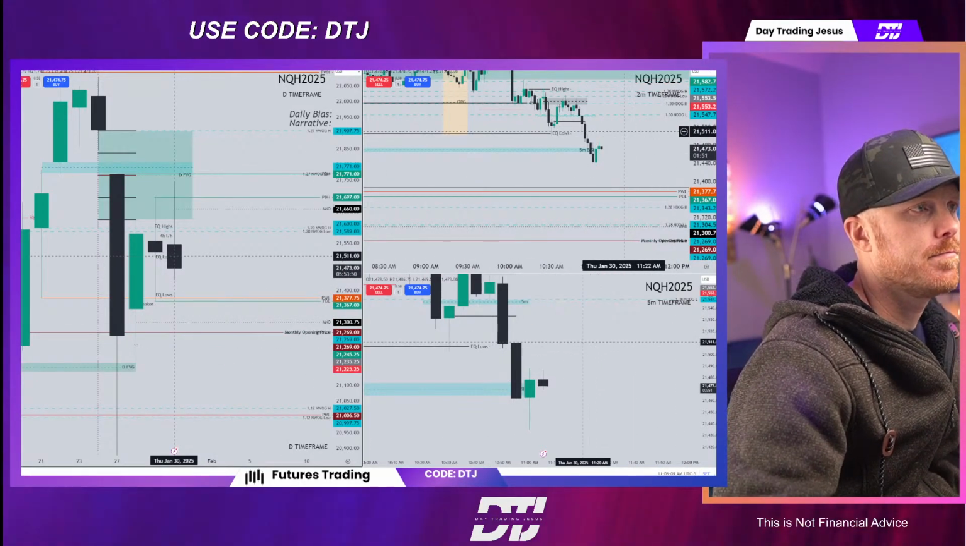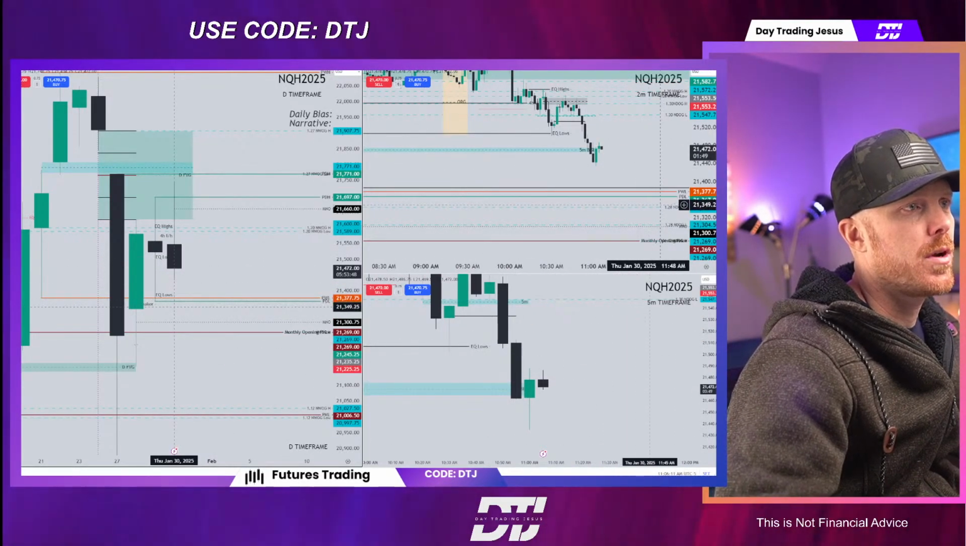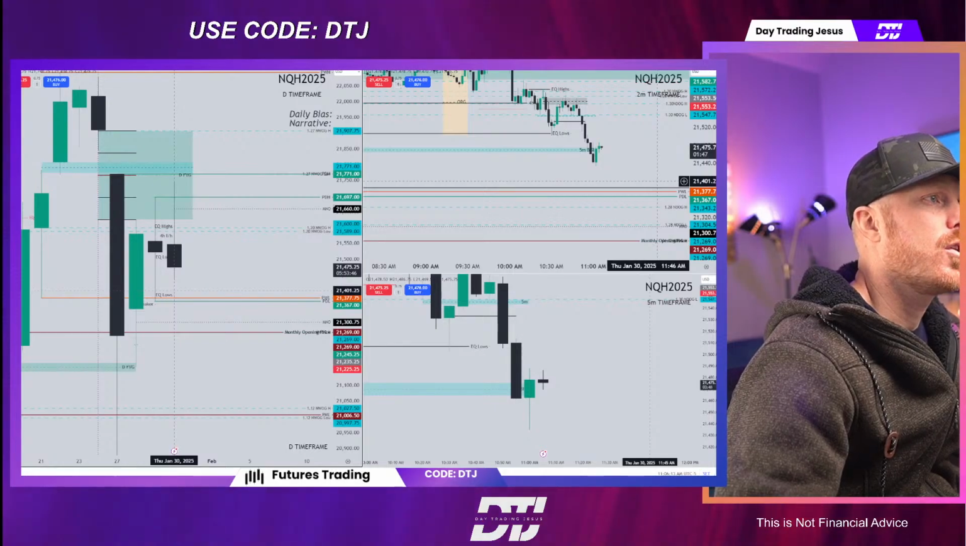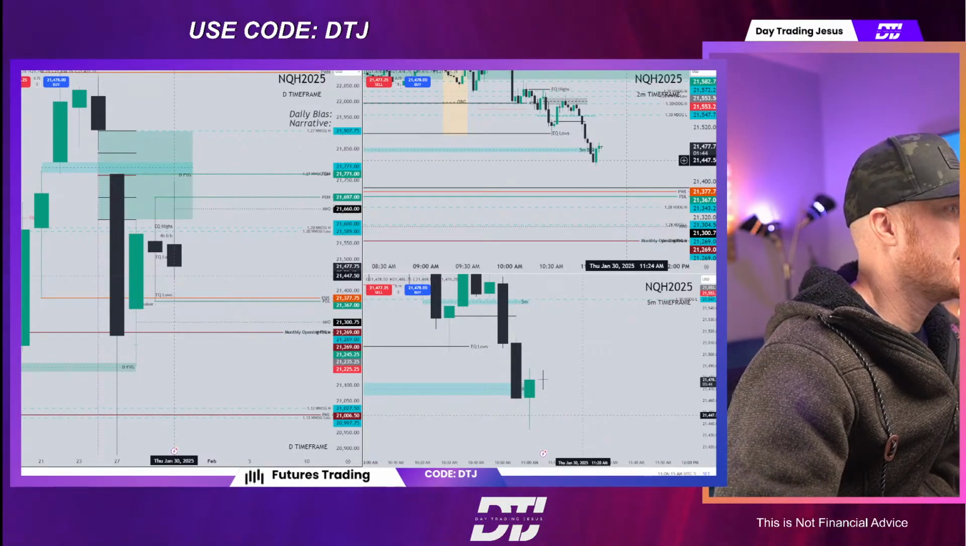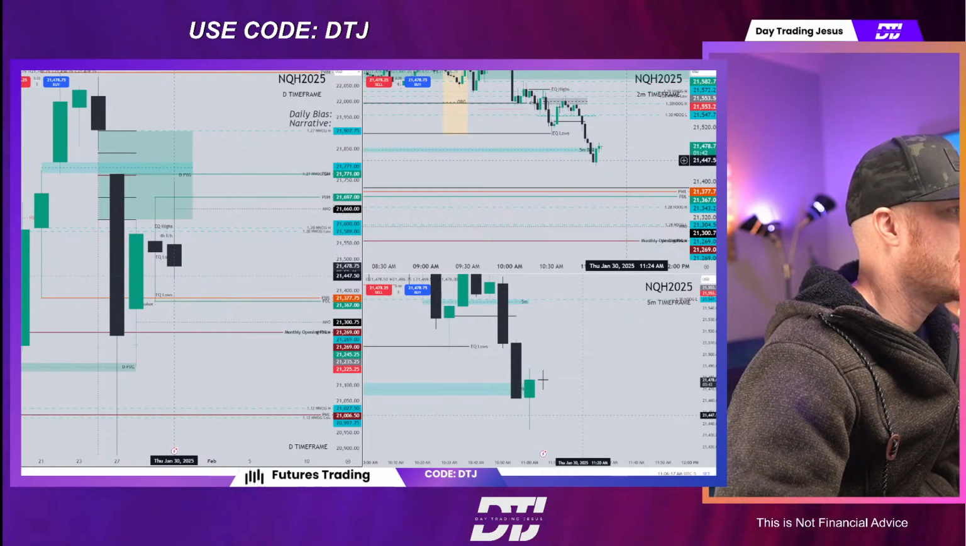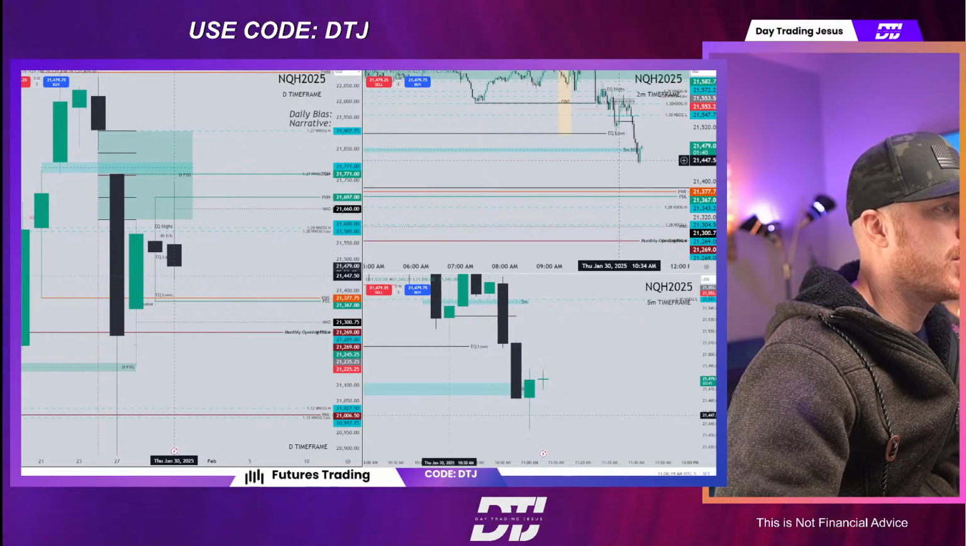What do you guys think? Are we going to head towards the previous day low, or do you think we reverse before that?